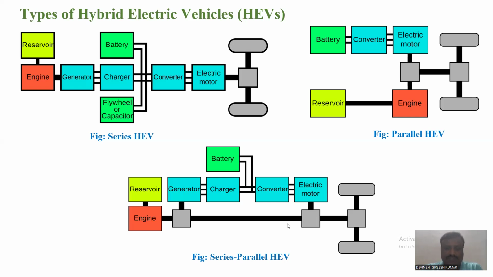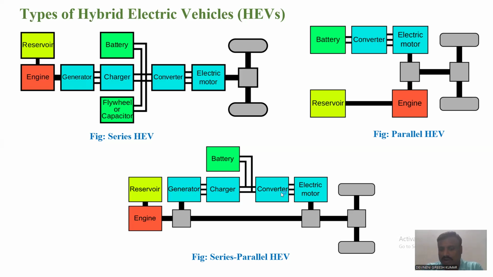So this is a combination of series and parallel hybrid electric vehicles, and here a big shaft is connected to the differential, from the IC engine to the electric motor. So here the reservoir is initially connected to the engine, so that the engine will be driven, and it directly drives the driving wheels of the EV. Along with the driving wheels, it also drives the electric generator here, and this generator is connected to a charger, and this charger will charge the battery, and the energy stored in the battery is again fed to the converter.